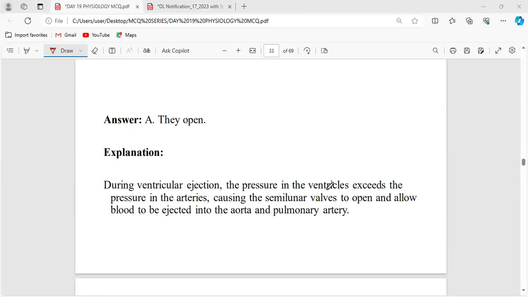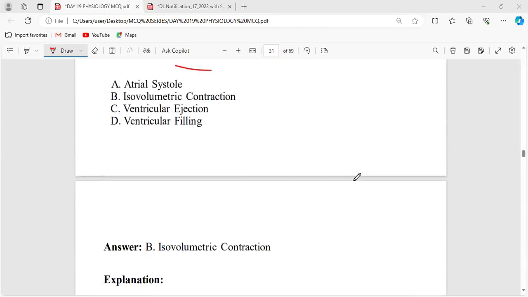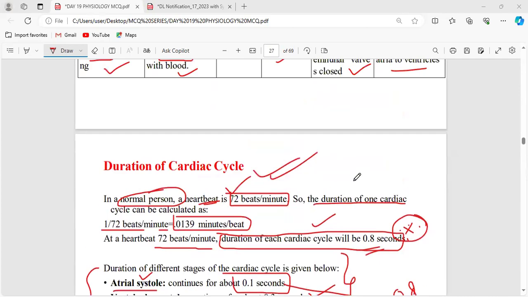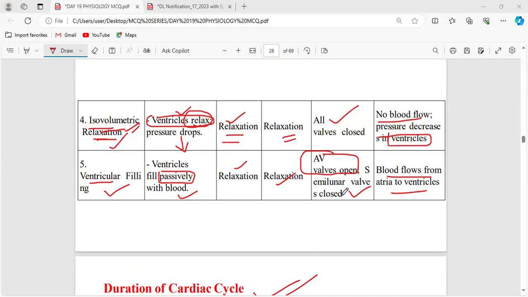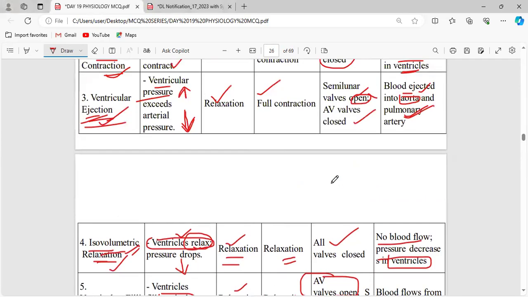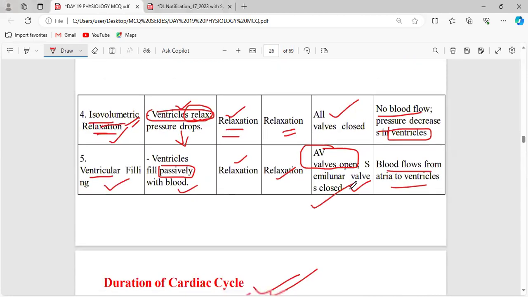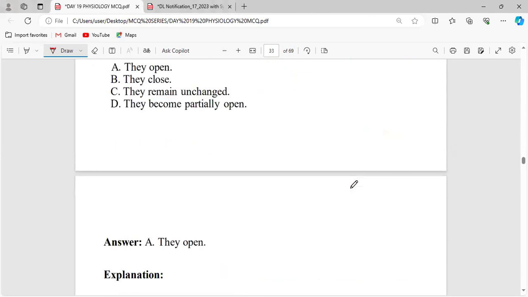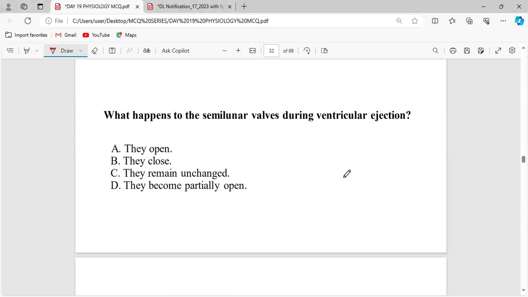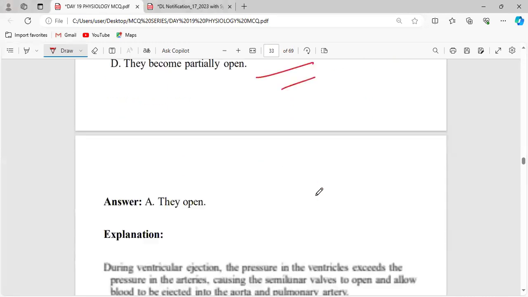In ventricular ejection, that will be open. Just I have a second thought on this question. Just hold this question.